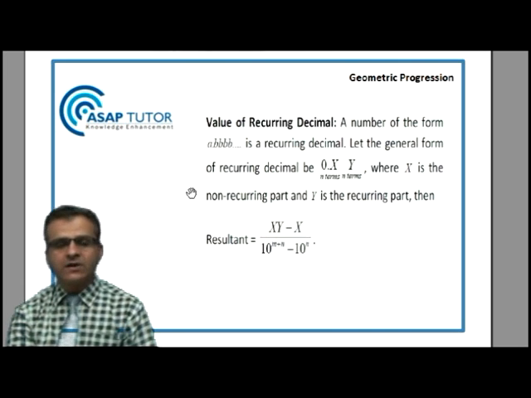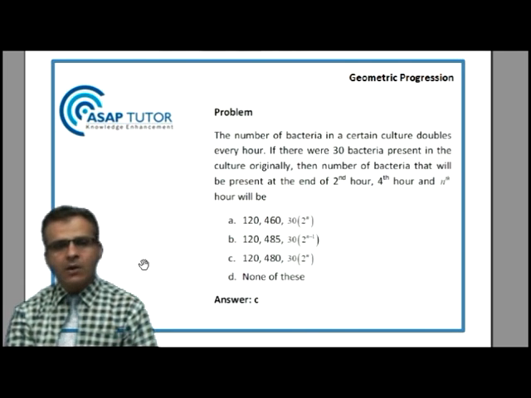Then the recurring decimal can be represented in fractional form, or p by q form, as xy minus x divided by 10 raised to the power m plus n minus 10 raised to the power m, where x is occurring m times and y is occurring n times. Now let's take one problem over here.